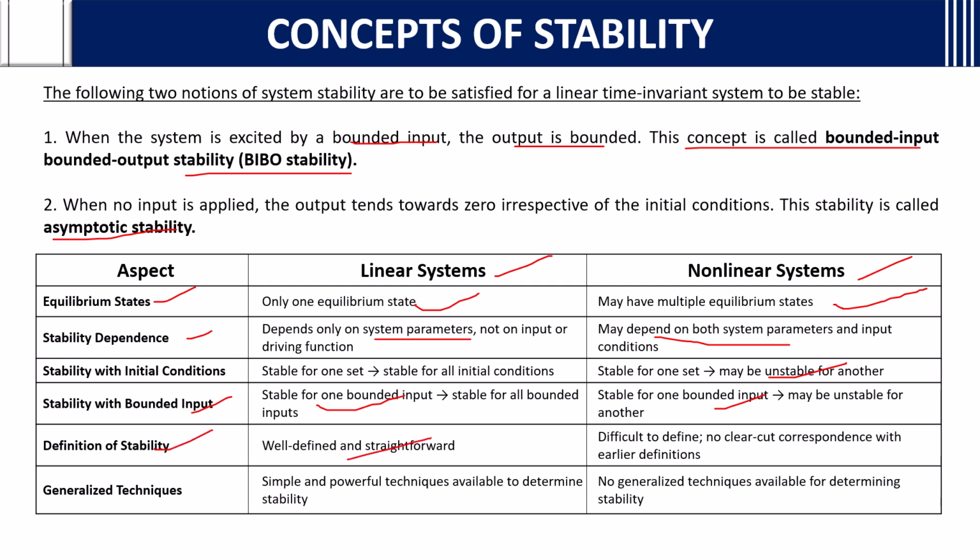Definition of stability: for a linear system it is well-defined and straightforward, whereas for non-linear systems it is difficult to define, with no clear-cut response or correspondence with earlier definitions. Generalized techniques: simple and powerful techniques are available to determine stability of linear systems, whereas no generalized techniques are available for determining stability of non-linear systems. In the textbook this is given in the form of paragraphs. To make it easy, I made it into differences so you will understand how linear and non-linear systems differ based on each aspect.